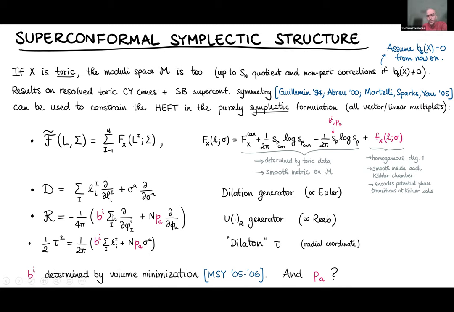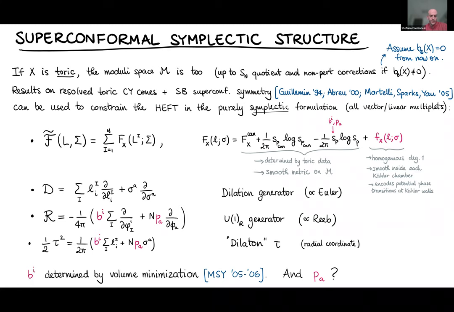And in particular, notice here that that information is controlled by certain real numbers, b_i and p_a, which control the R charges of operators. They'll enter also in the dilaton, and secretly they also enter in this function S_P, which we need to construct the potential. And so all the data of the holographic effective field theory and really the symplectic structure is controlled by these real numbers, b_i and p_a, which control R charges, and by this homogeneous function of degree one.